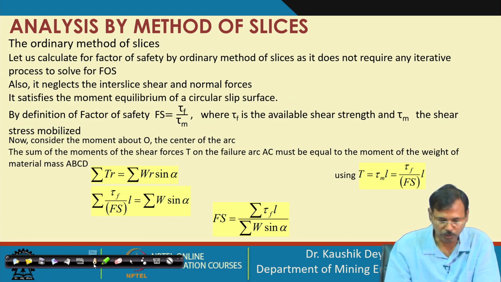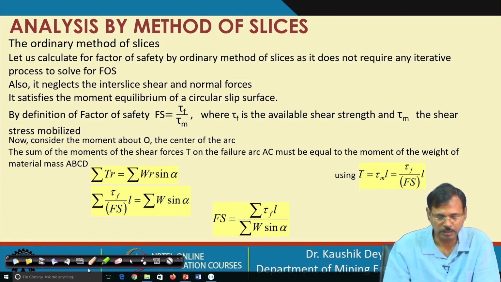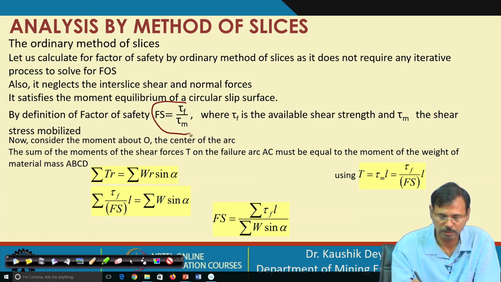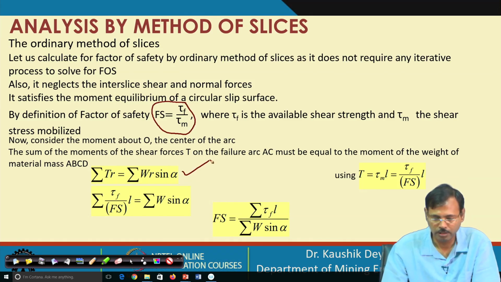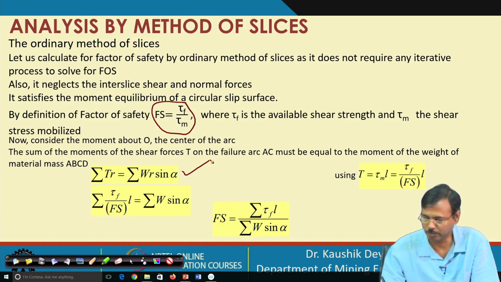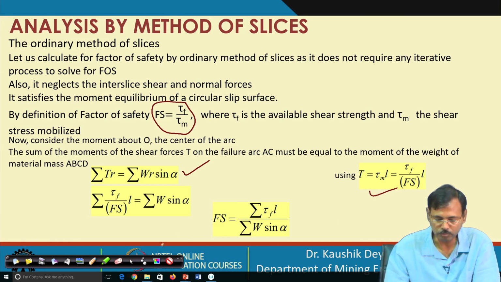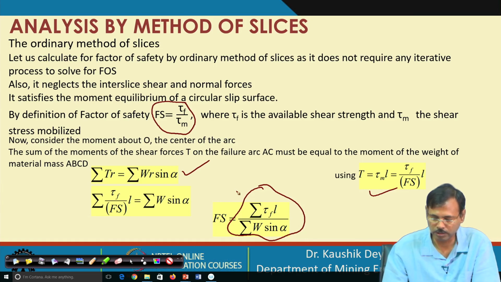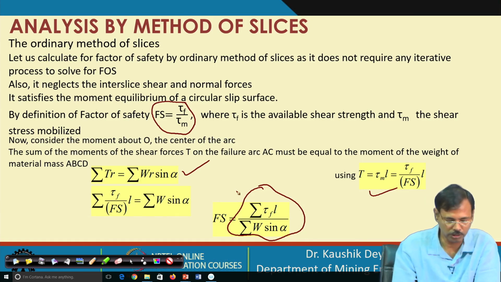Now, from this ordinary method of slices, the factor of safety can be considered like this, where T r is equal to W r sin alpha and T m can be computed like this. So, the factor of safety is calculated using this formula.